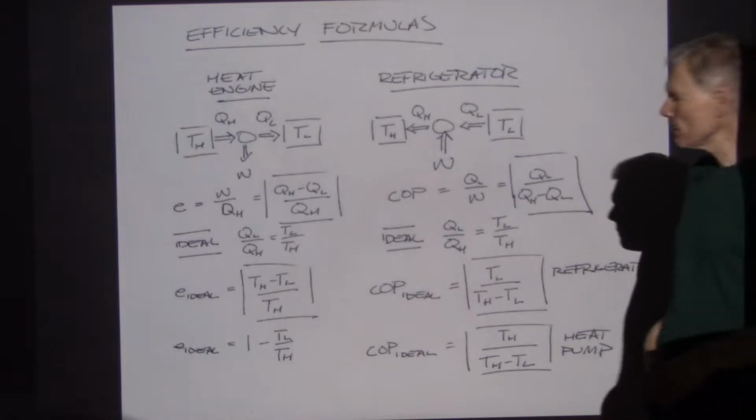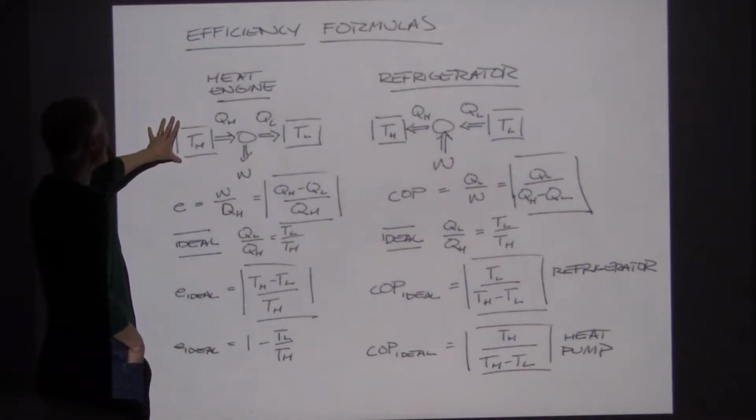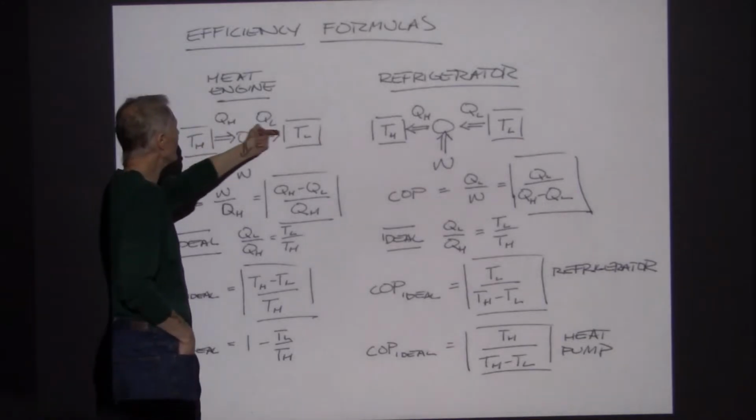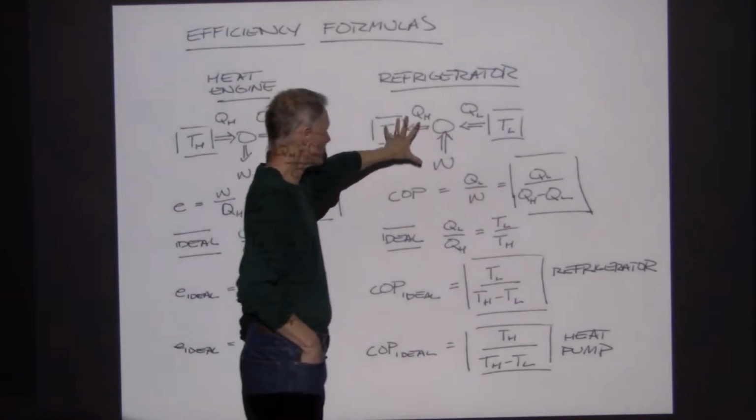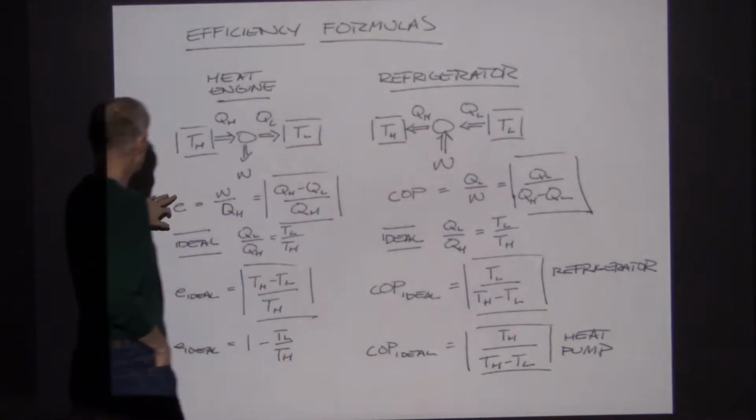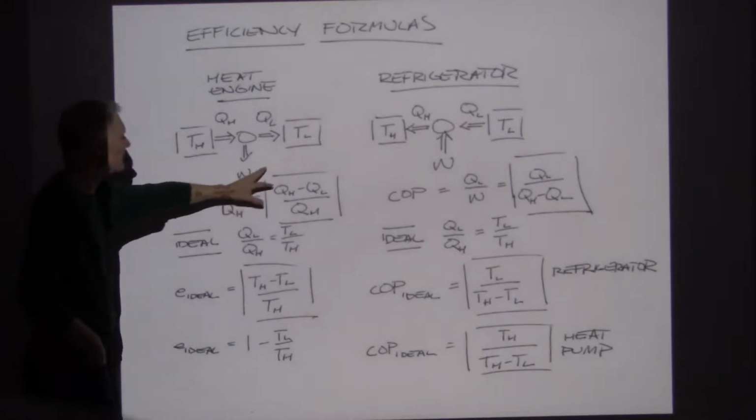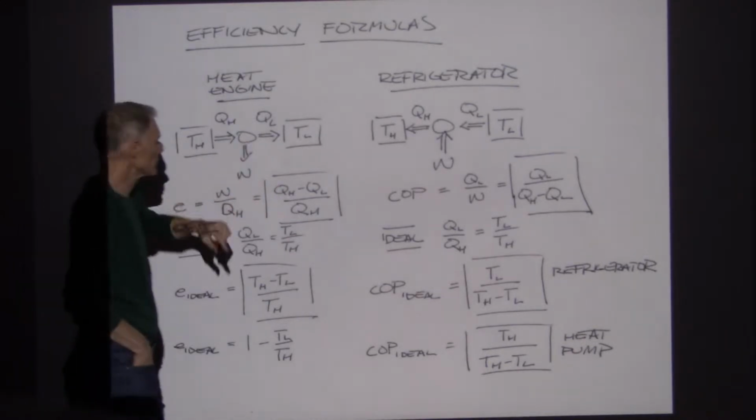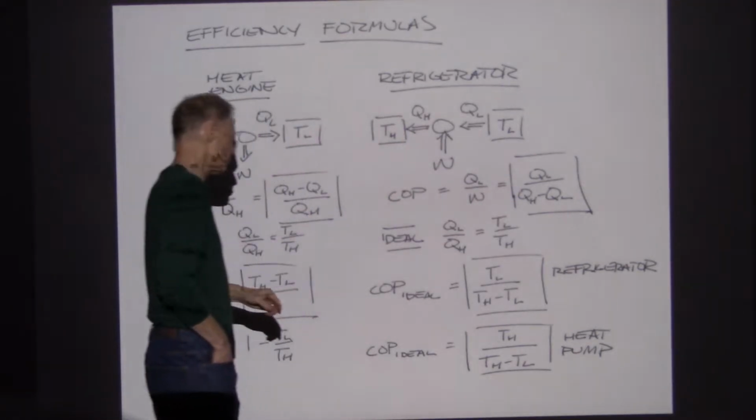So here's a comparison. Heat engine, refrigerator. Here is the diagram we used for the heat engine. The heat's coming through, work's coming out. All the arrows are reversed here. Here we define an efficiency, work over QH, and then we can write it in terms of Qs entirely. And here we did the same thing for the refrigerator.